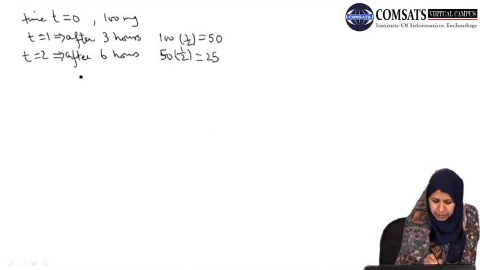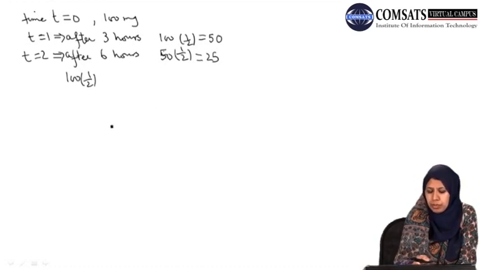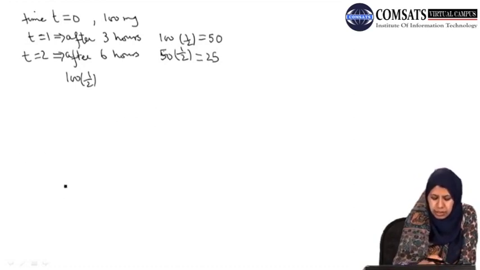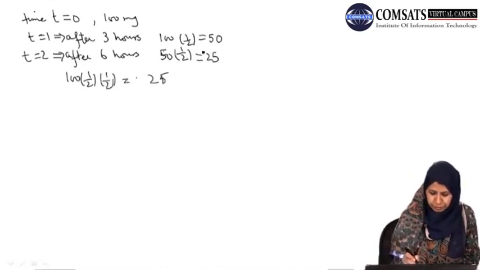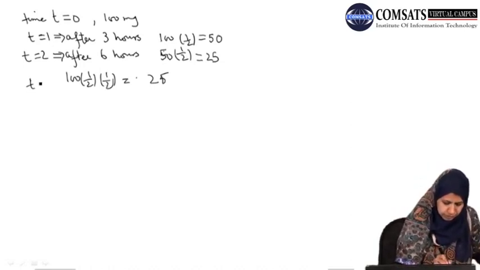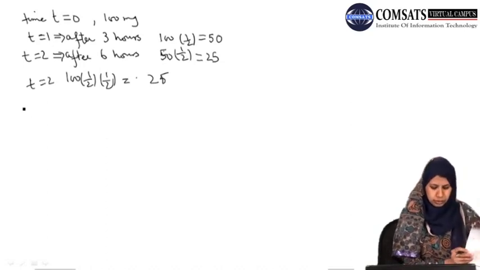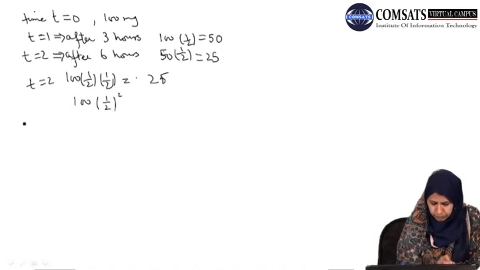Now what is 50 here? Basically 50 is 100 into 1 by 2. If we want to use the value of 50 from our first equation, that is after 3 hours, we obtain 100 into 1 by 2. So by putting the value of 50 in our equation, we obtain 100 into 1 by 2 into 1 by 2 is equal to 25. That is the value when t is equal to 2. Or we can simply write it as 100 into (1 by 2) whole square is equal to 25.